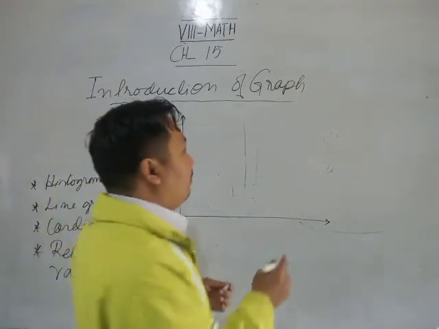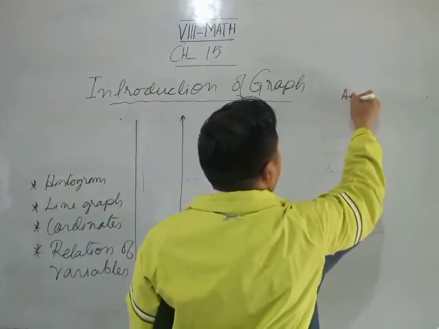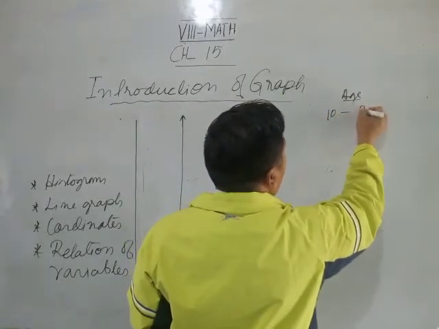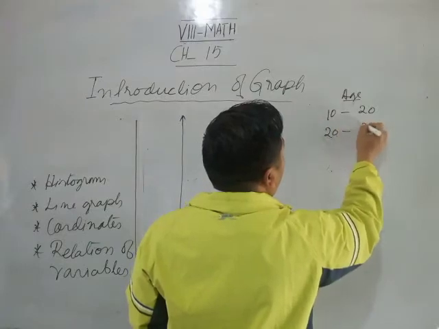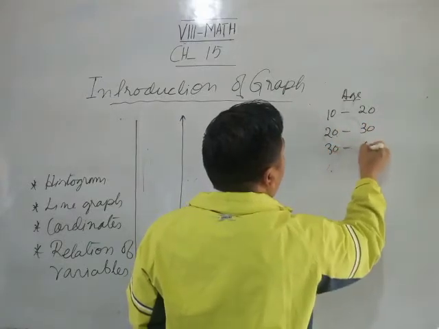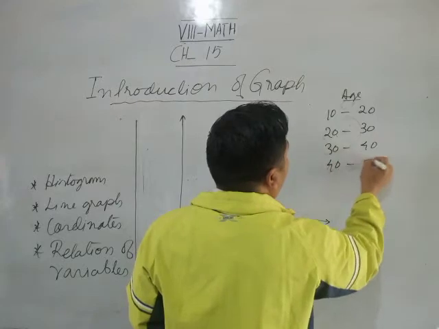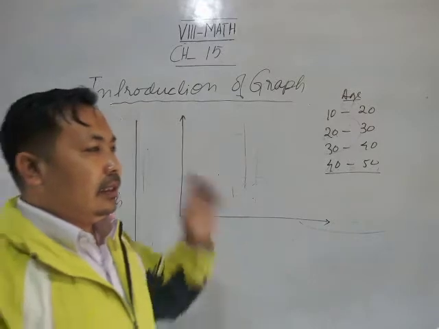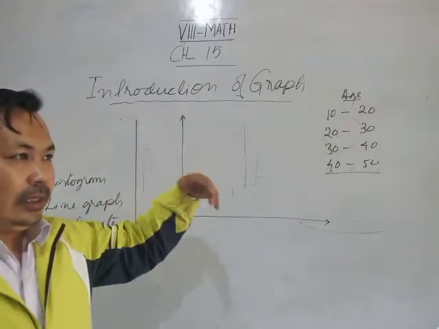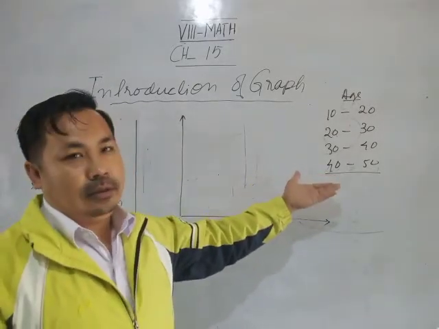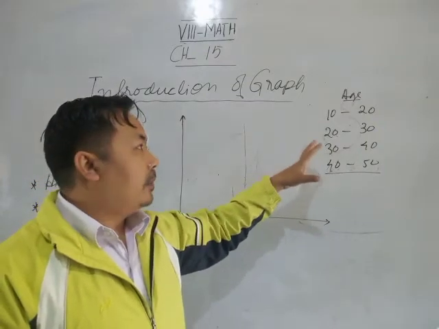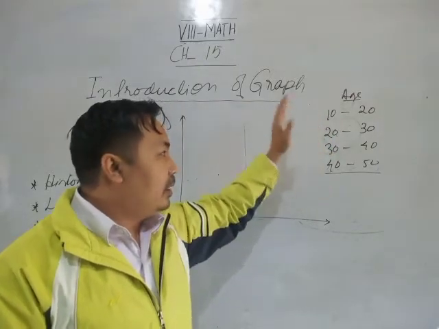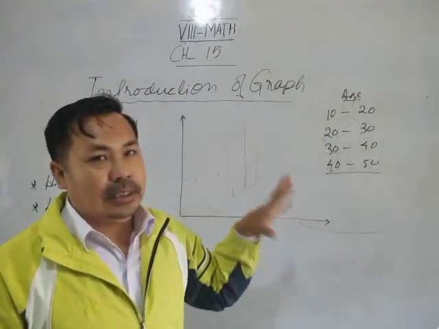We say intervals. For example, the age of the students in the class: 10 to 20, 20 to 30, 30 to 40, 40 to 50, like this. This is called intervals. So if you find that the given information is given in this way, as intervals of some periods, then we use the histogram.